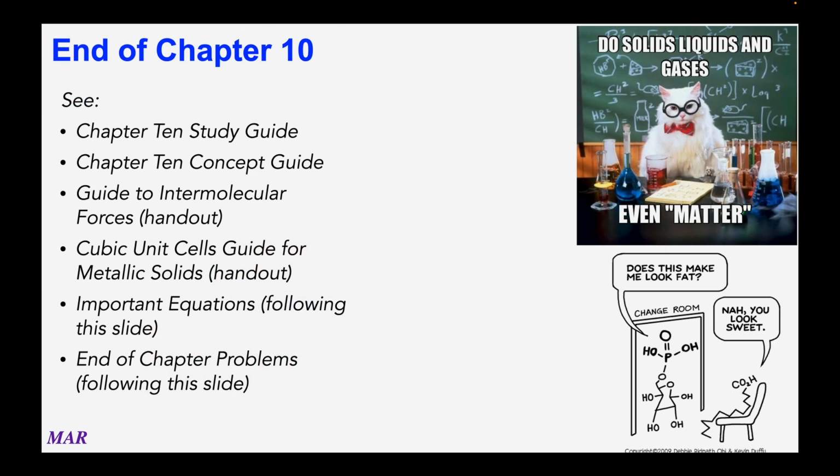So that's the end of chapter 10, and I sure appreciate you all being here. There are more resources to help you really knock this material out, study guide, concept guides. I do have some handouts which might be helpful. There's a guide to the intermolecular forces to help you learn those. There's also a cubic unit cells guide. It talks about how to go from one to the other, and it does list the number of atoms per cell as well as those important edge to radius ratios.